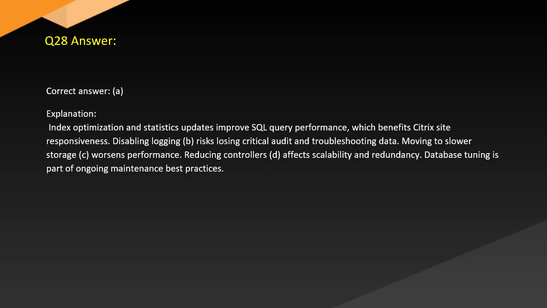Answer. Correct answer: A. Explanation: Index optimization and statistics updates improve SQL query performance, which benefits Citrix site responsiveness. Disabling logging, B, risks losing critical audit and troubleshooting data. Moving to slower storage, C, worsens performance. Reducing controllers, D, affects scalability and redundancy. Database tuning is part of ongoing maintenance best practices.